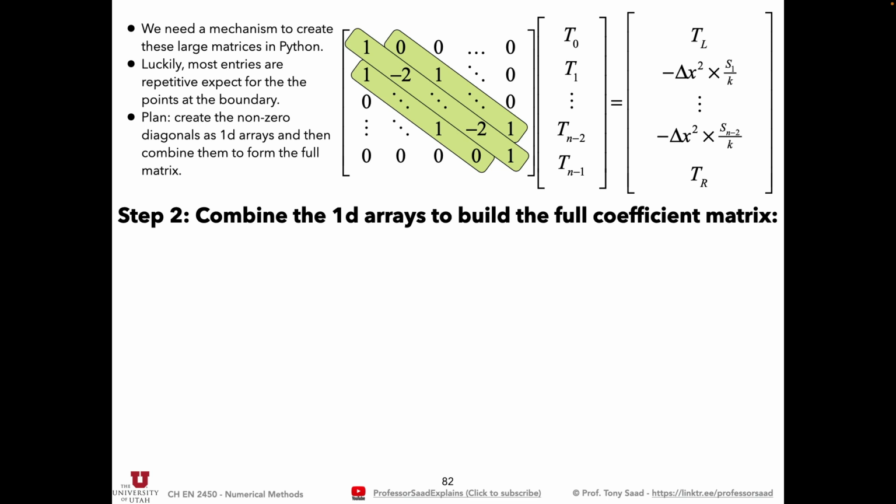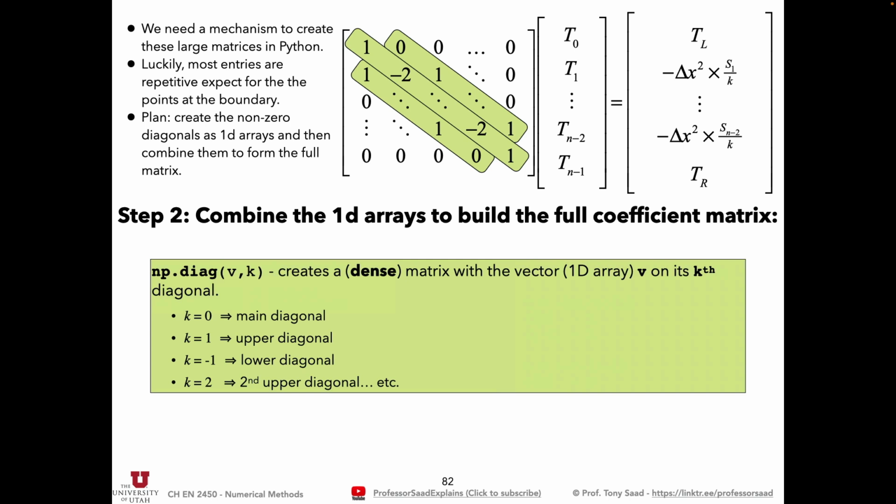So now we need to take the upper and the lower diagonal and the main diagonal and combine them together to build that full matrix. Again, Python people are smart. They made that facility for us. The routine is called np.diag, and it comes from NumPy. What it does is create a dense matrix, so it stores everything. np.diag takes a vector, a 1D array, like the ones we just created, and places it on the kth diagonal of a matrix.